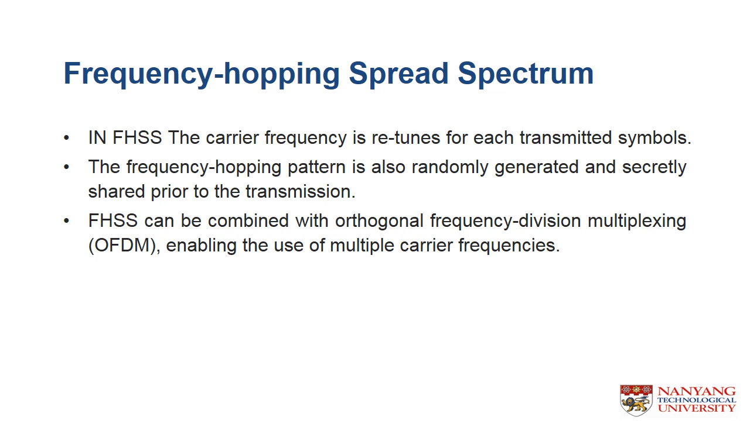In FHSS, the carrier frequency is retained for each transmitted symbol. The frequency hopping pattern is also randomly generated and secretly shared between Alice and Bob prior to transmission. FHSS can be combined with orthogonal frequency division multiplexing, enabling the use of multiple carrier frequencies.